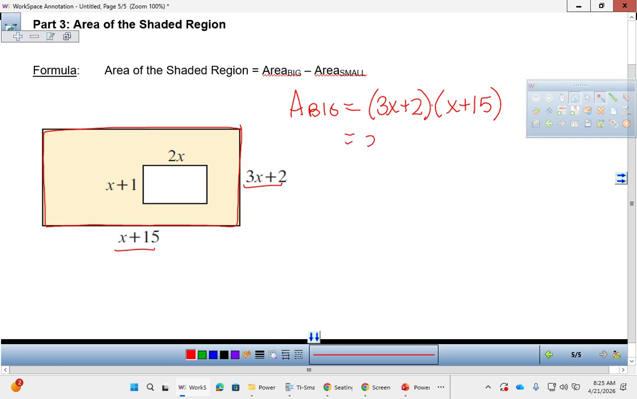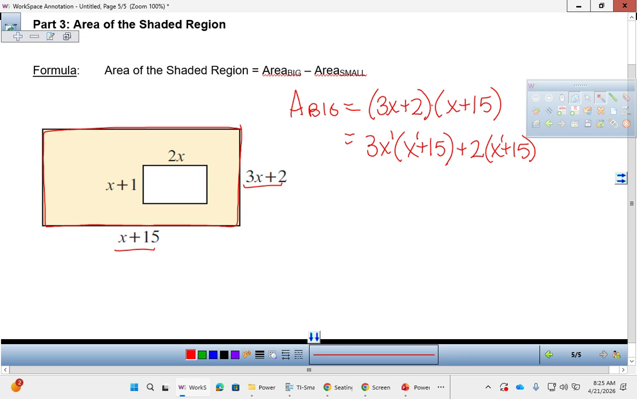We take the 3x from the first set of parentheses, and we multiply it by the x plus 15 in the second, and we take the plus 2 in the first set of parentheses, and we multiply it by the x plus 15 in the second. I'm making sure that I distribute everything from the first to everything from the second. I'm going to add in ones to all of my x's that don't have exponents.